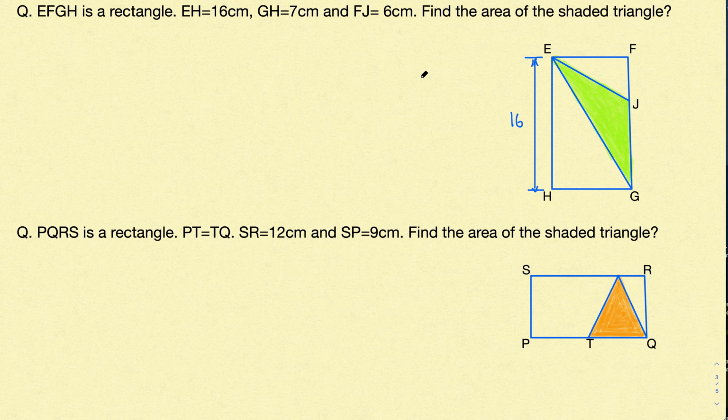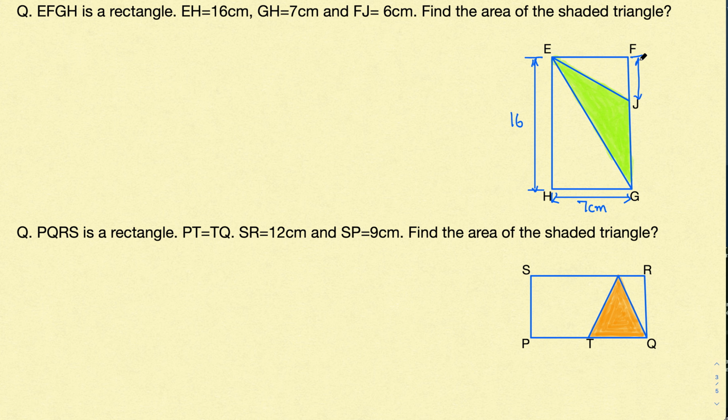Now what else? GH is 7 cm. So this length is 7 cm. So we can show it here. Okay. So the breadth of the rectangle is 7 cm. Okay. Now FJ is 6 cm. That means this length is 6 cm.